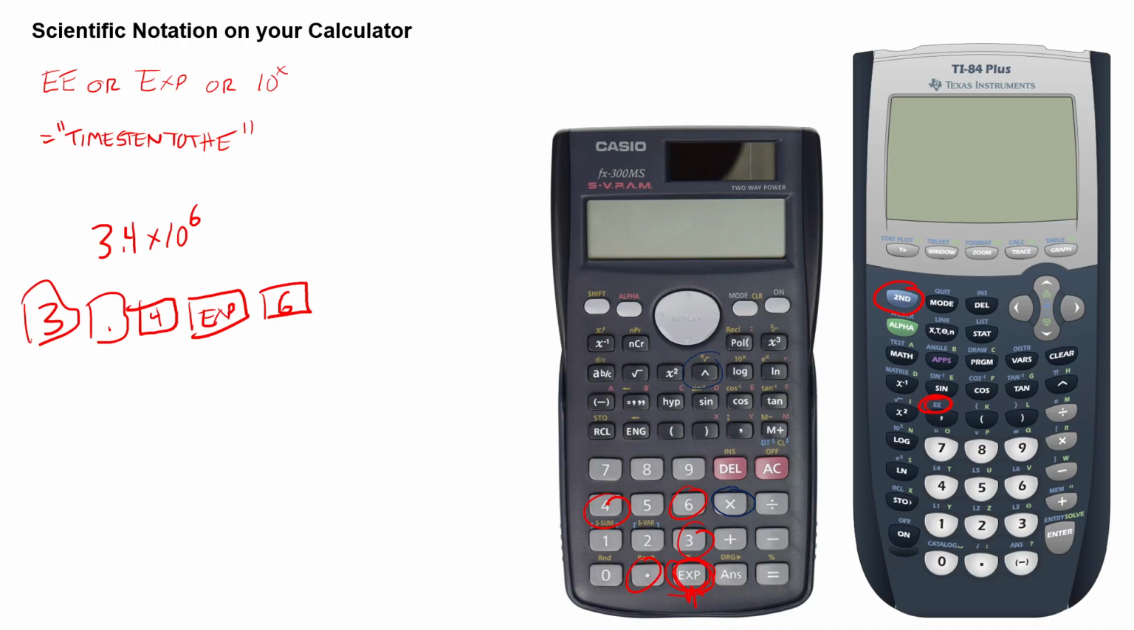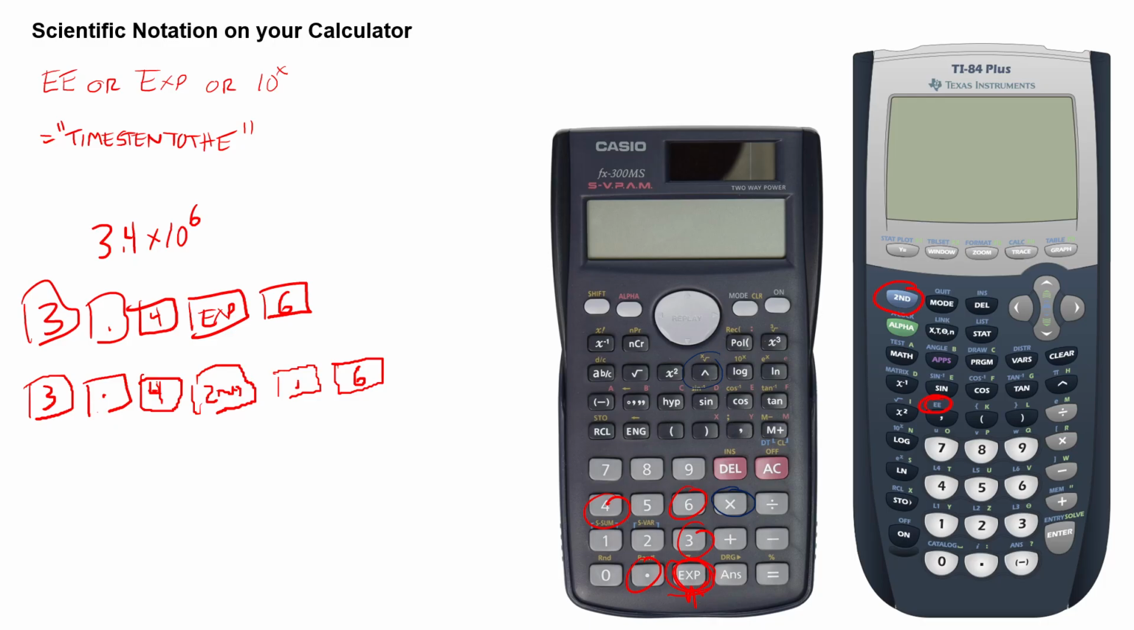On your other calculator, it would be 3.4, second. And then what is that button? It's actually the little comma button with the EE above it. And then you'd have your 6. So you have to know how to use your calculator in order to get scientific notation in there.